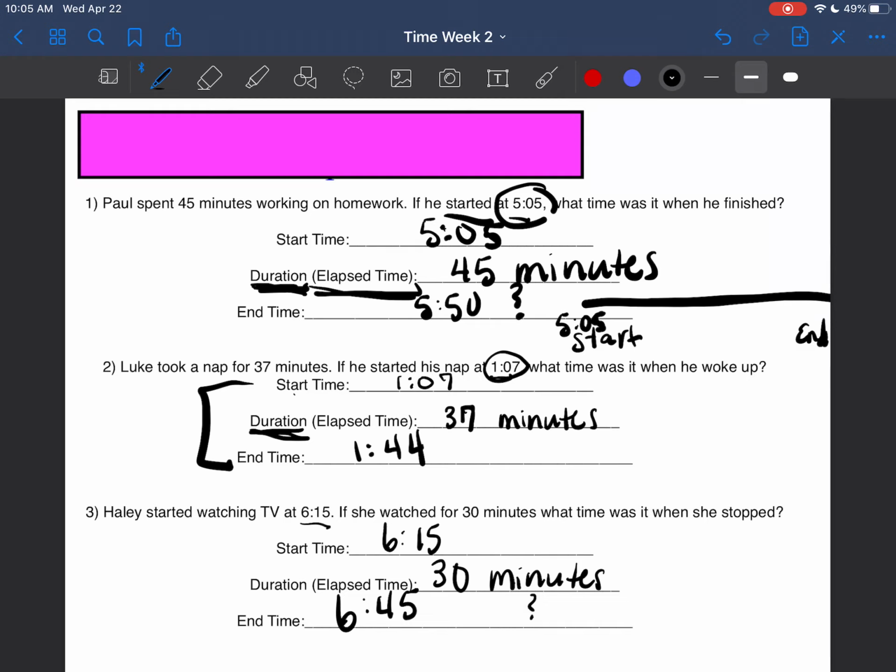All right, friends, you have some problems that you need to work on in PowerSchool. Be sure you're using and setting up the graphic organizer with start, duration, and end. Make sure you're filling that in, and then be sure to use a strategy to solve. Take a picture of your work and send it to your teacher the way they've asked you to do it. If you have any questions, ask your teacher.